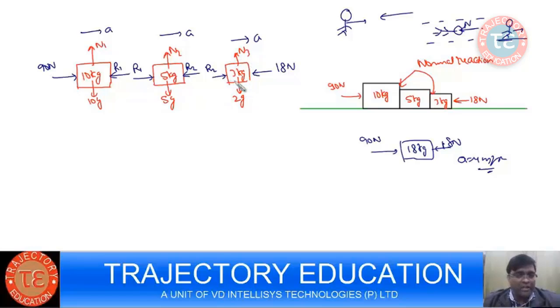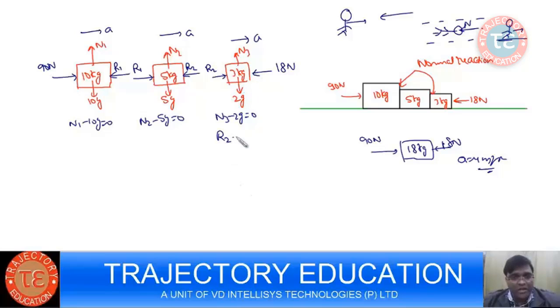But I can do it in this way also. I have drawn the free body diagram, and I can write the equations of motion. The 3 kg mass has no motion in the vertical direction, so N3 minus 2g is 0. Similarly, the 5 kg mass has no vertical motion, so N2 minus 5g is 0. Here N1 minus 10g is 0.